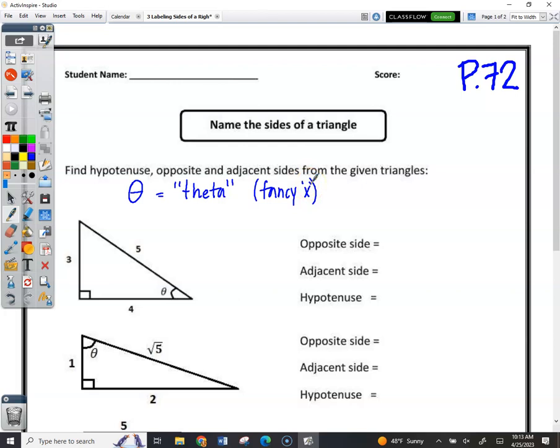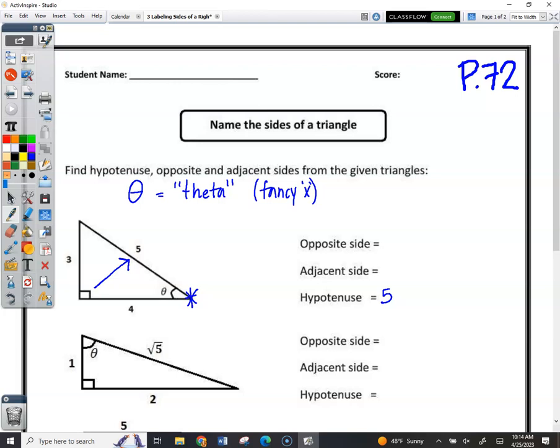I need you from each triangle to draw your arrow from the right angle to the hypotenuse, because that is always the hypotenuse, every time. The longest side is opposite of the right angle. Then I want you to put an asterisk, a star, on the acute angle that has theta, because now you're going to position yourself from that corner and you're going to answer two questions. What's the opposite side? What's the adjacent side?